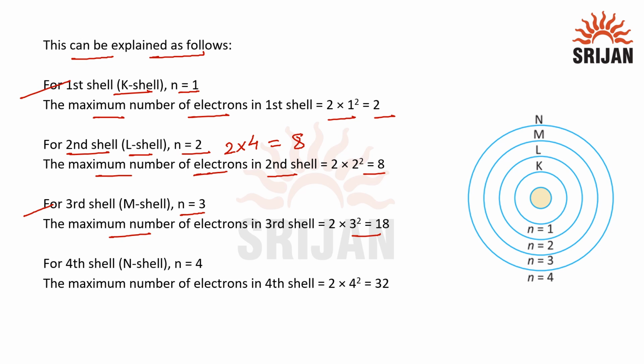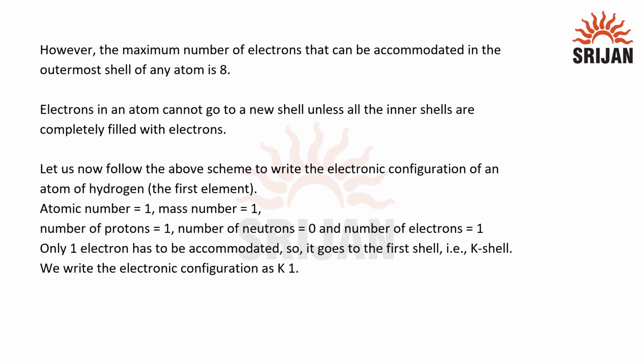After that we have the fourth shell, that is N shell, and in the N shell n is going to be 4 and 2n² is 2 into 4². 4² is 16 and 2 into 16 is 32. Hence the maximum number of electrons in the fourth shell is 32. However, the maximum number of electrons that can be accommodated in the outermost shell of any atom is 8. Electrons in an atom cannot go to a new shell unless the inner shells are completely filled with electrons.